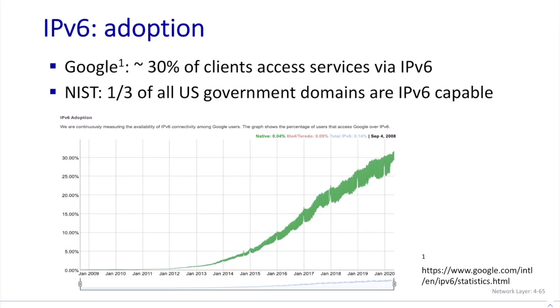But the very first IPv6, I think, was introduced around 2000, and after 22 years we have only 30% of clients who support IPv6, and the remaining 70% of the packets are still IPv4. So the migration from IPv4 to IPv6, the adoption is not that good.